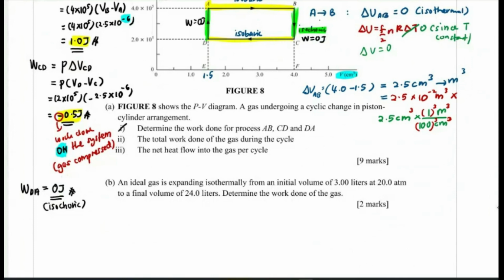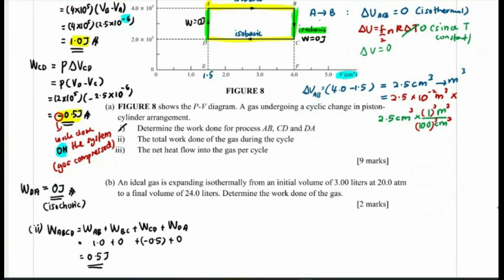Okay, question number 2. Calculate the total work done on the gas. So we want to calculate the total work done. A, B, C, D. So you boleh tambah semualah. AB plus BC plus apa lagi? CD plus DA. So akan jadilah 1.0 plus 0 plus negative 0.5 plus 0. So the answer is 0.5 joule. Unit jangan lupa. Okay, cepat-cepat.